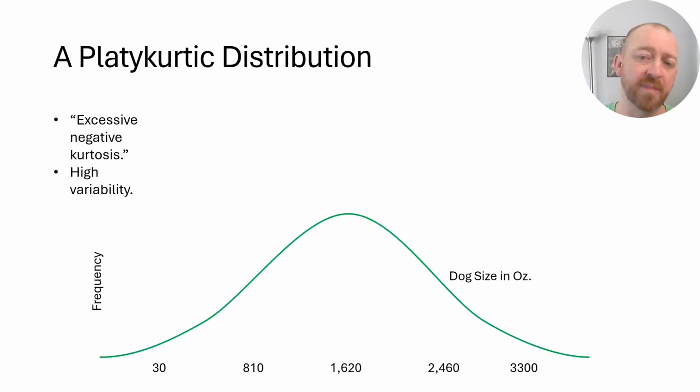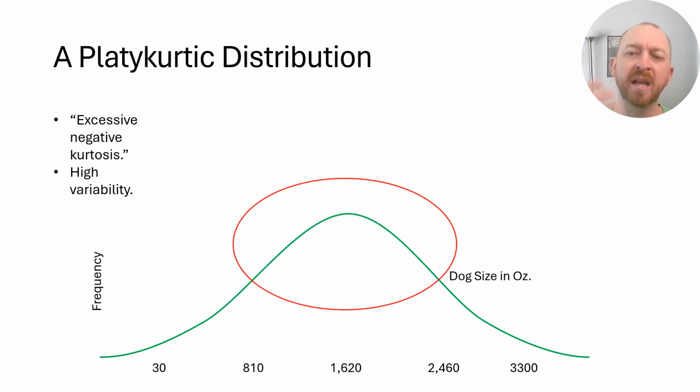This is what is called a platykurtic distribution. Platykurtic, of course, coming from the word plat meaning flat. You see this in plateau as a flat mountain. It also rhymes with flat, so a platykurtic distribution is a little excessively flat compared to our normal distribution. You can also refer to this as excessive negative kurtosis, meaning not enough curvature in the peak there, that peak area.